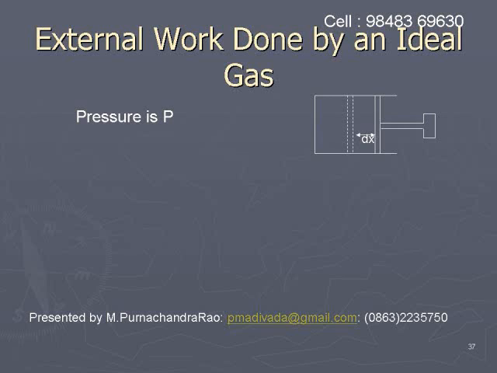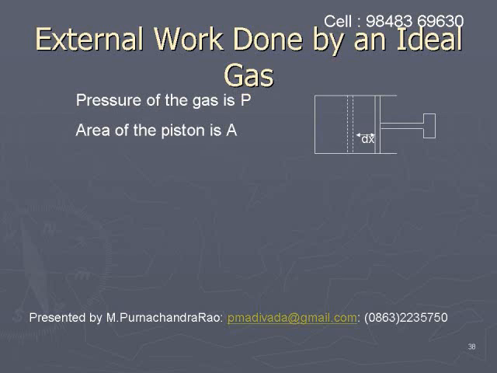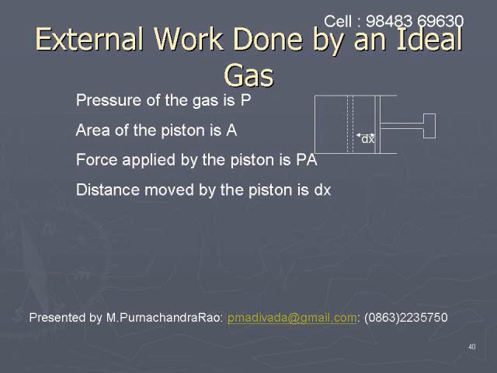External work done by a gas. The relation P dV can be derived as follows. The pressure of the gas is say P and the area of cross section of the cylindrical vessel or the piston is say capital A. Then the force applied by the piston is PA. The force applied is pressure into area, P into A.